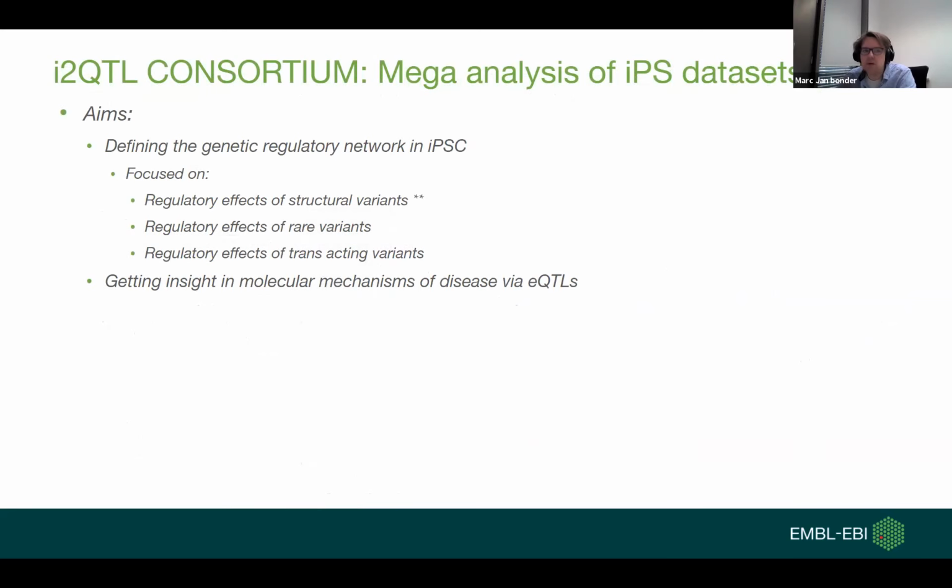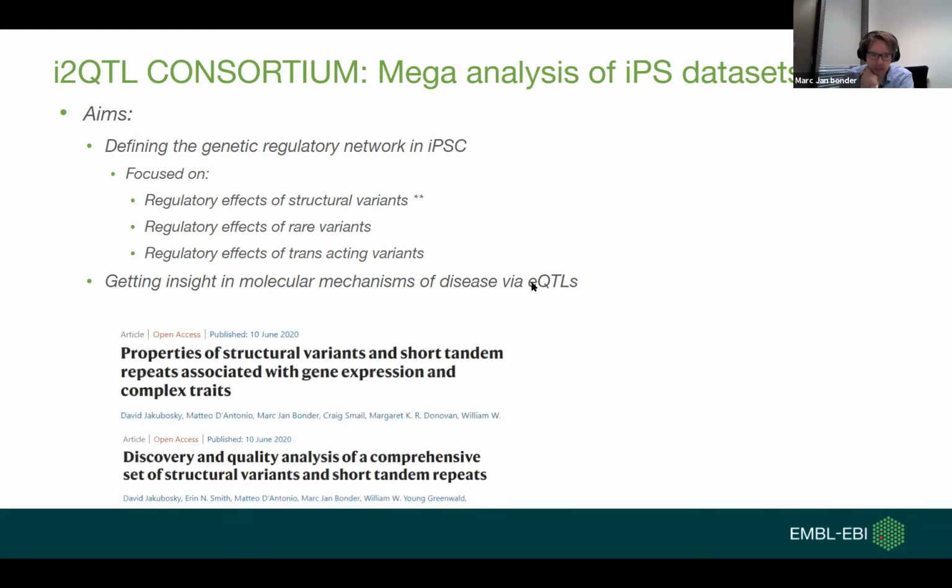Here we're trying to define the genetic regulatory network in iPSCs. We focus on structural variation and rare variants, something that Craig will talk about. We also try to look at distal acting variants. All of this together hopefully helps us get more insight into the molecular mechanisms of disease via eQTLs and other genetic association studies. We won't really talk about the structural variant part. Craig will mention it a bit, but this has been published before, in June of last year, so if you want to look it up, here are the two titles.